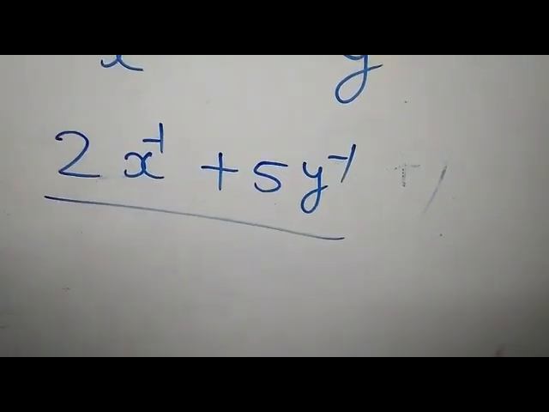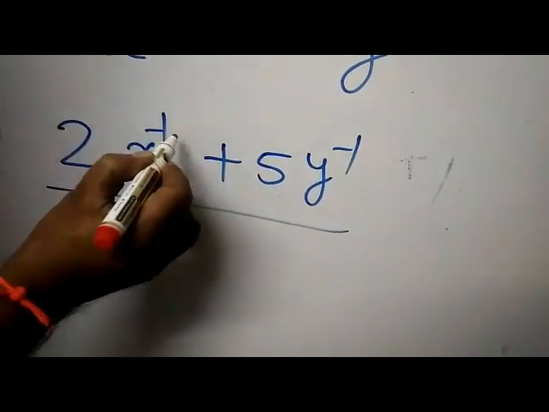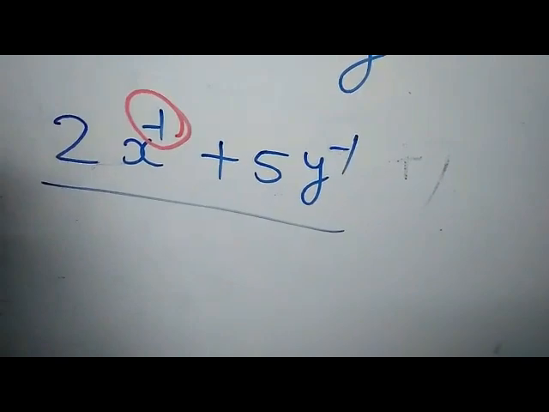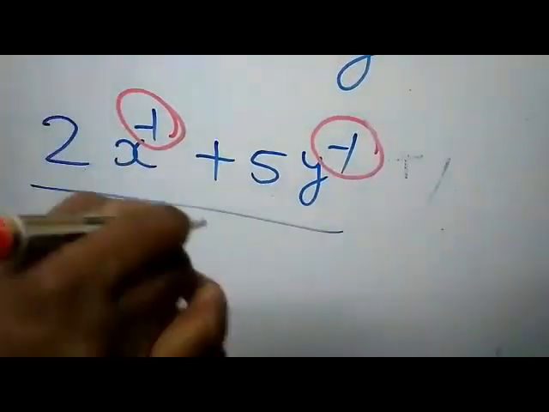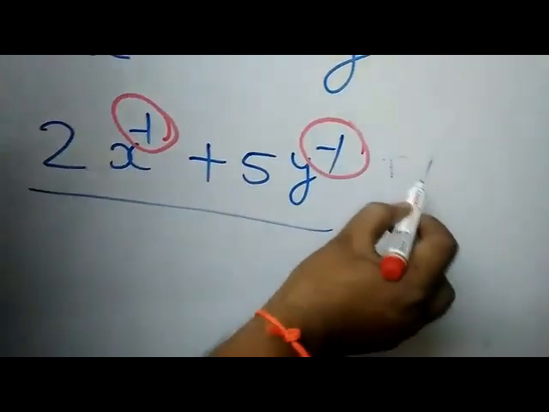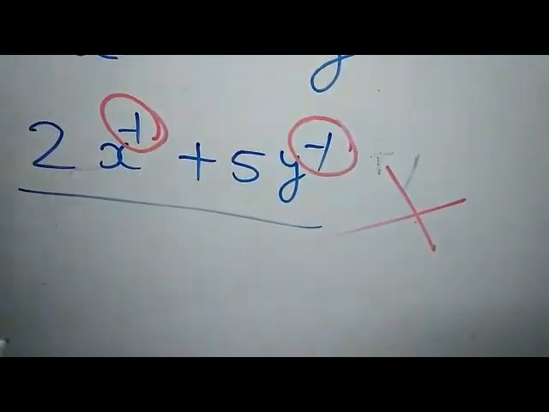Let us check the powers of the variables. Again here, the power of the variable is minus 1. It is not a whole number. The power of the variable is minus 1. It is not a whole number. This one is also not a polynomial.